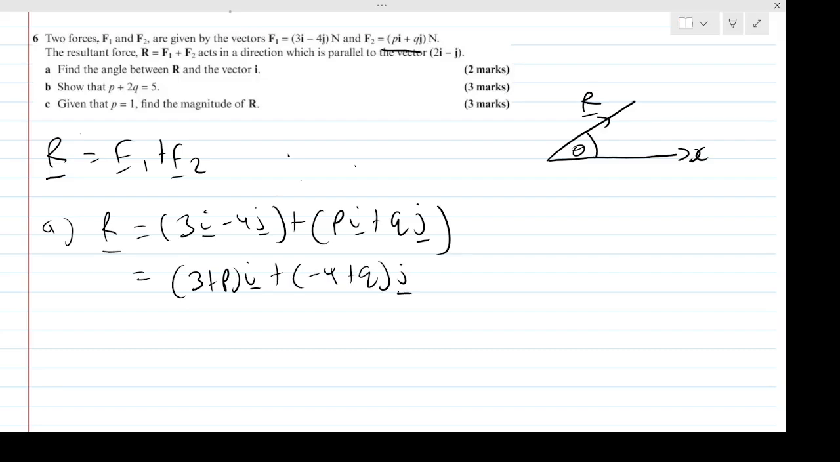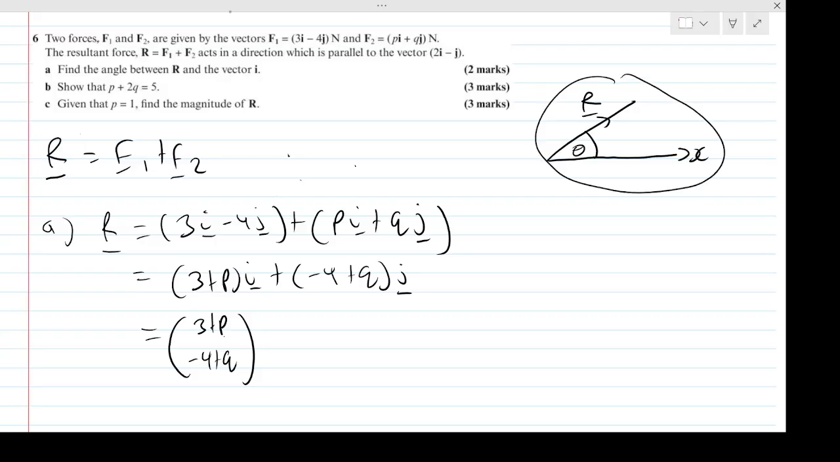And we can also represent that as a column then. So 3 add p on the top and -4 add q on the bottom to be the x and the y parts. Okay. Now we can go to sort of looking at the triangle, this triangle here. The problem is we don't know what P and Q is, so we won't be able to find an actual angle because there's some unknowns here.